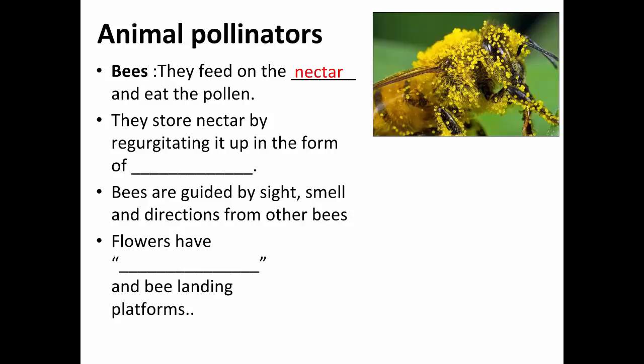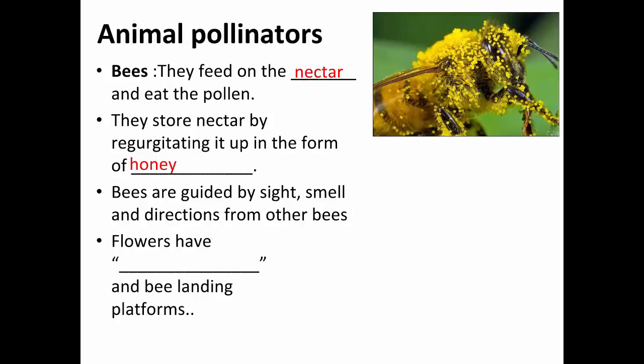And they put it in these little honeycombs. They get around it, they beat their wings to evaporate some of the water, and once it reaches the proper consistency, they seal it up with wax, and that's honey. Wow. I would love to eat honey.